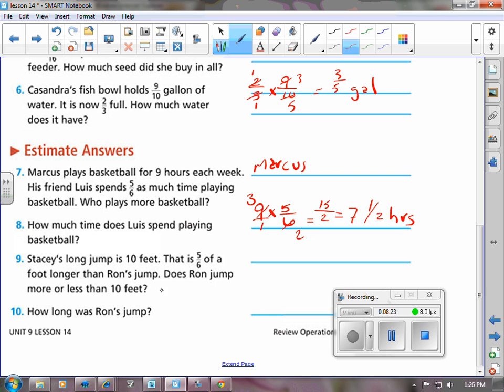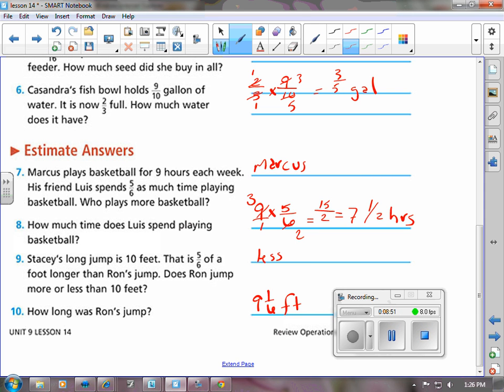Okay. Stacy's long jump is 10 feet. That's 5/6 of a foot longer than Ron's jump. Does Ron jump more or less? Well, less, because it already just told me that she jumps more. How long is Ron's jump? Okay, 5/6 of a foot longer. So now I'm going to subtract. I'm going to do it mental math. 6/6 would be a whole. 5/6, so 9 1/6 feet. You guys kind of see what I did there, hopefully.